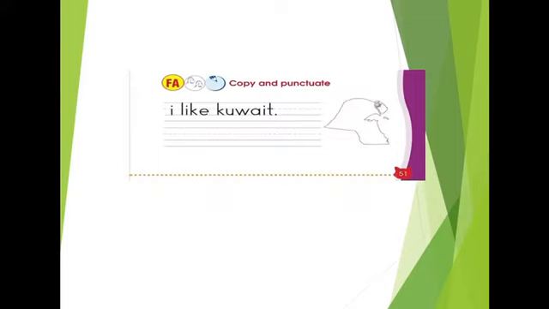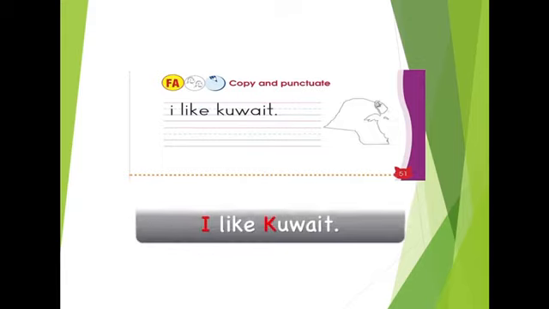I like Kuwait. Shabab, we have to copy and punctuate, okay? To copy this, we have to write it on the right lines and punctuate it. This is a sentence, so we have to put a dot at the end of it, or a full stop at the end of it, and make the first letter capital letter, and write the first letter in Kuwait capital letter. I like Kuwait. Yes, excellent, my friends, excellent.